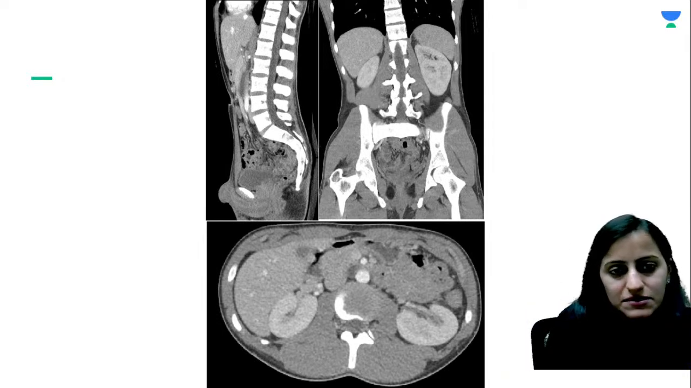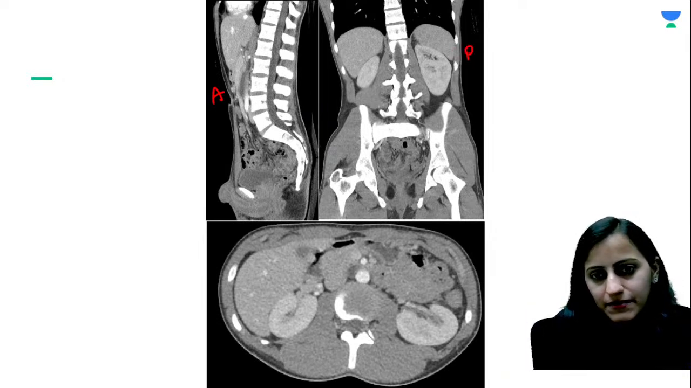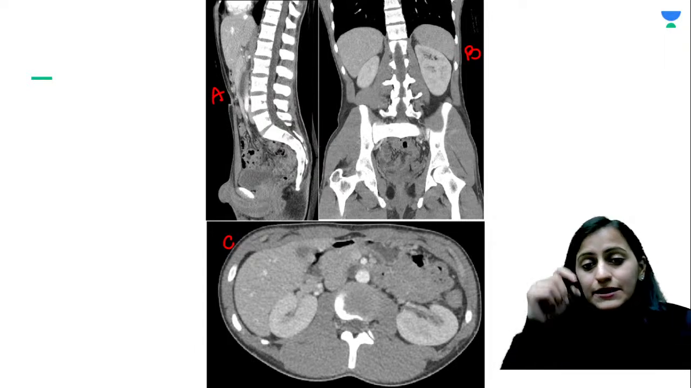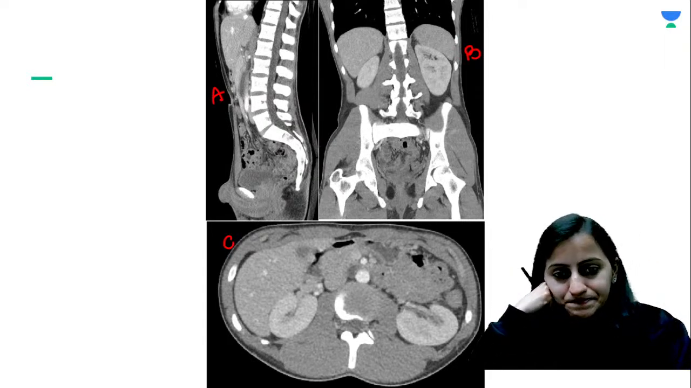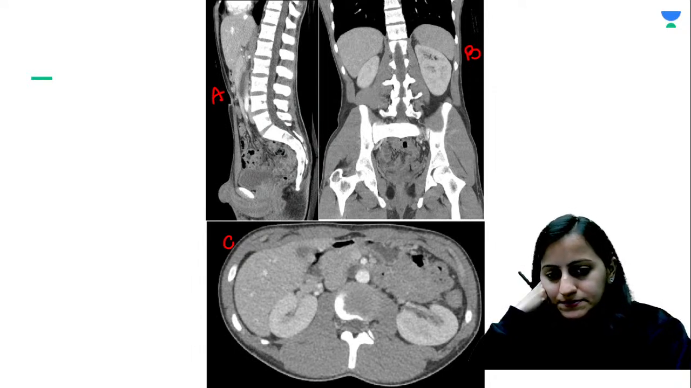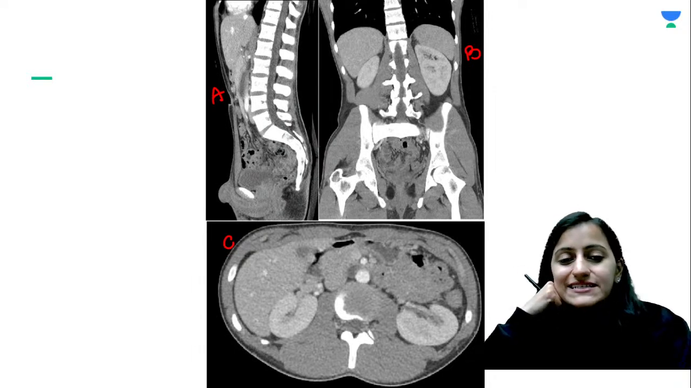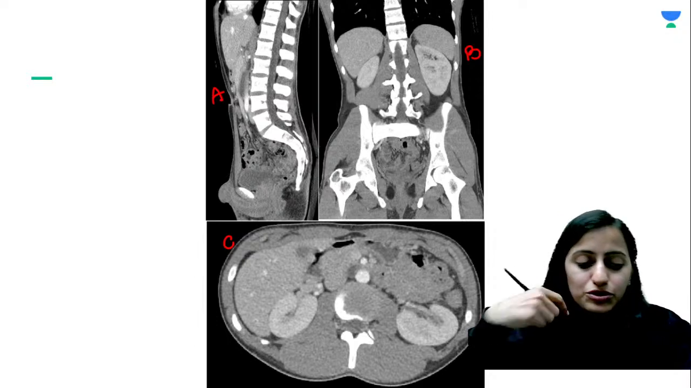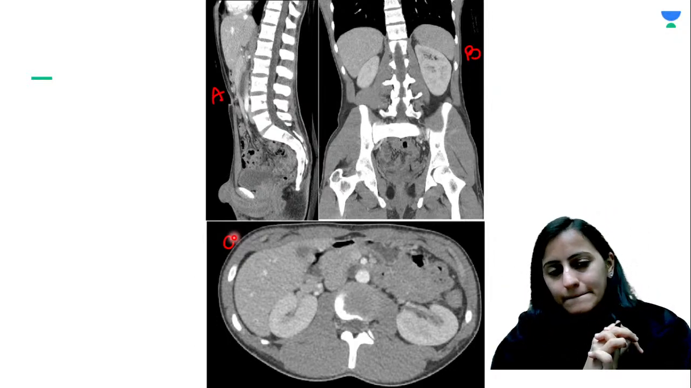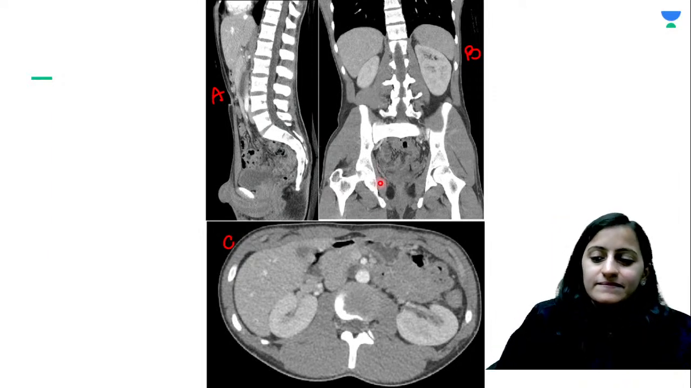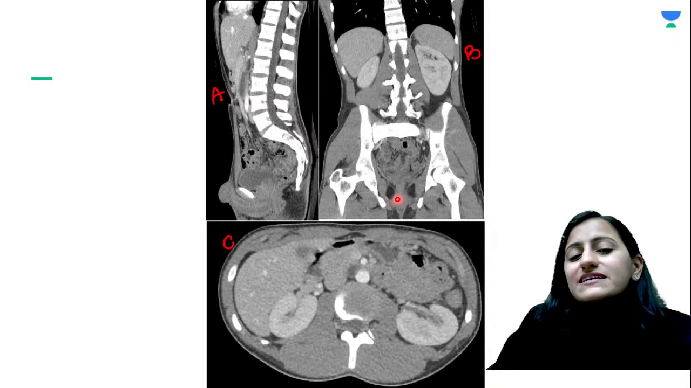Now look at these images. Image A, image B and image C. What do you think? Is it a CT or is this an MRI? All of these are CT, one is CT, one is MRI. What do you think about these images? Very good. So all of these are CT.